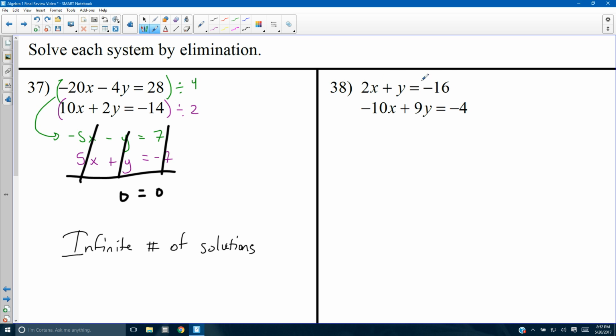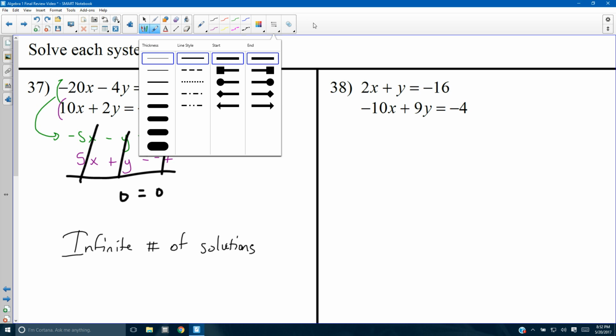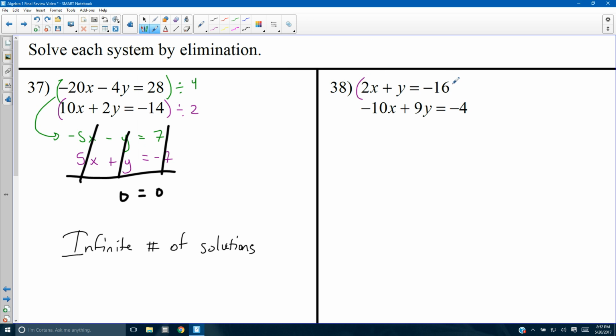Okay, number 38 here. Can't divide by anything there, can't divide by anything there. So no making them smaller. Choose which variable you'd like to eliminate. There's an option of multiplying this whole top part by negative 9 so I can eliminate the y's. Maybe 16 times 9 is too big of a number for me. Maybe, hey, let's multiply this by 5. Right? I didn't change its sign. The number is smaller. You know, maybe it works out better for me.